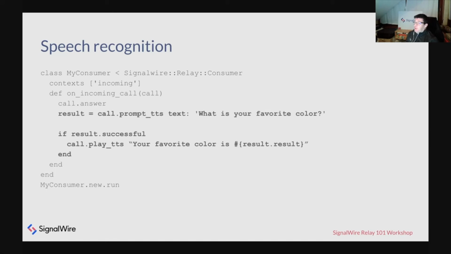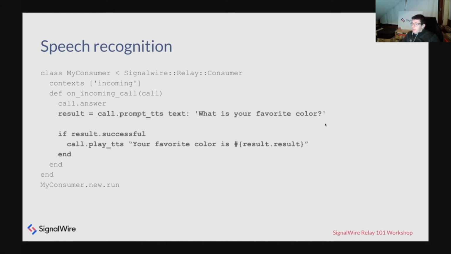For example, what you're seeing right now here is an open-ended detection where I'm asking the person what their favorite car is, but it could also be a question like, would you like to talk to sales or support? In which case, you will pass a list of hints to the method. We can take a look here.